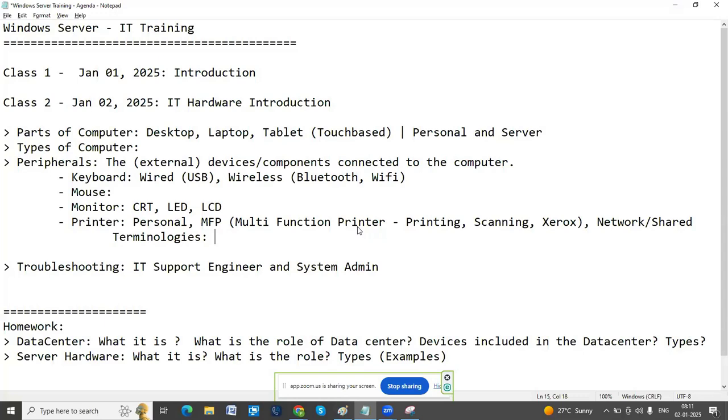Okay, now here the network printer is shared among a set of computers, so that instead of buying 5 or 10 different printers, we buy one printer and share it among the set of computers. Getting my point? Yes, sir. Even a single personal printer can be shared between 2 or 3 computers. That you will learn in the print services part. But as of now, one single printer.